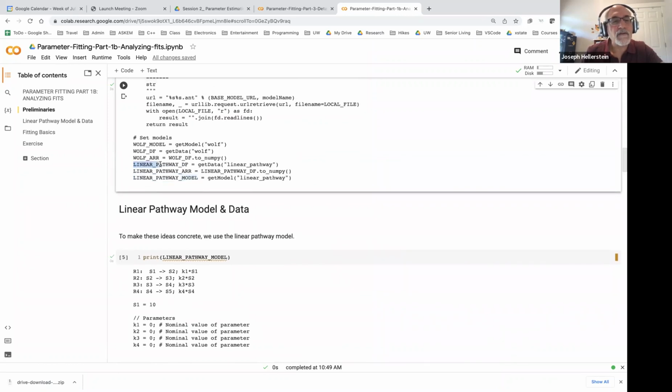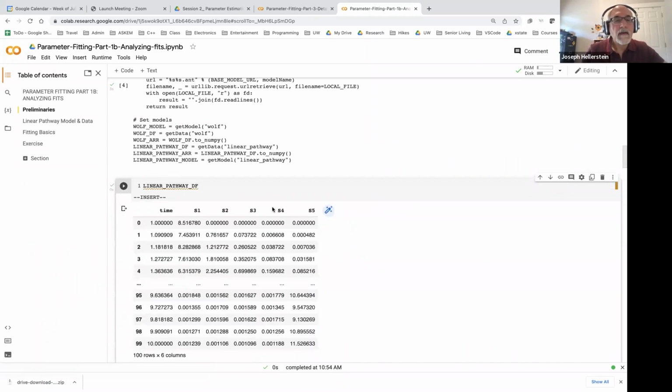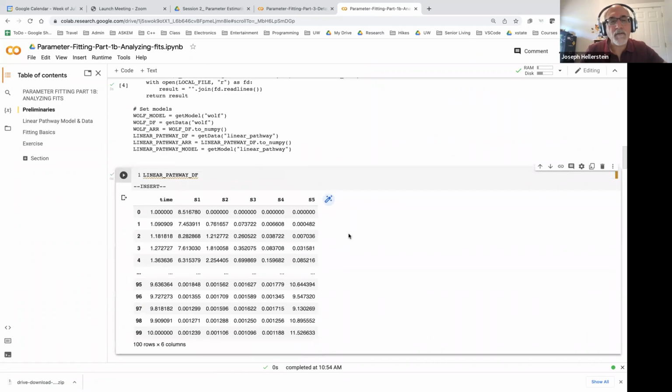Let me look at this one right here. I'm not sure you've encountered data frames. There's a package called pandas that allows you to get a tabular format. So if I look at the linear pathway, and you can actually just select it over here, they're very nice about having this. And then I run this, and what it does is it gives me a table representation.